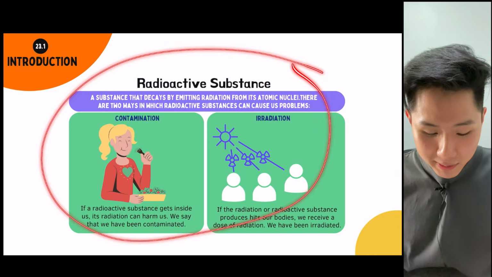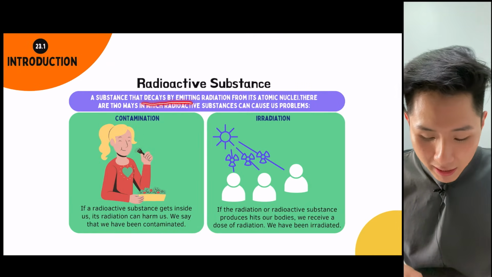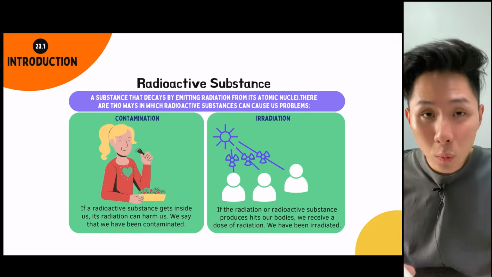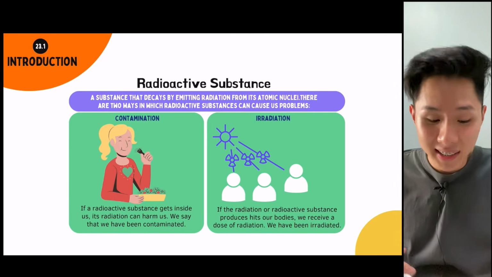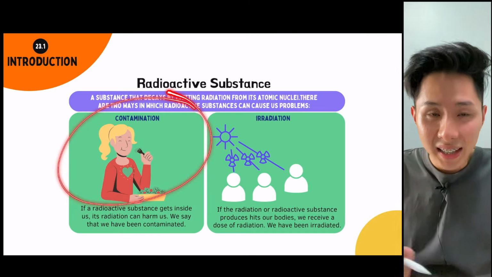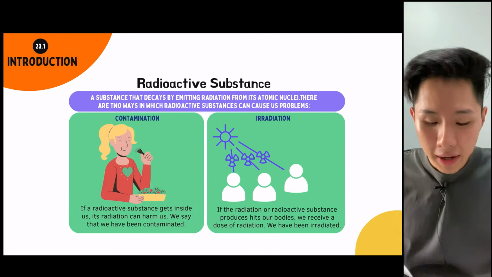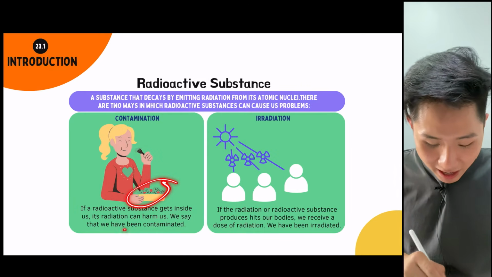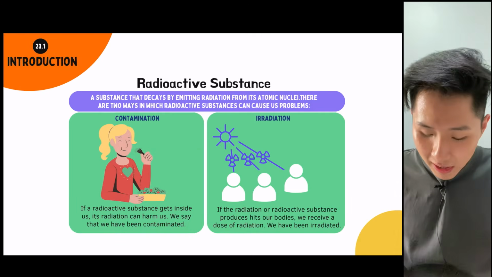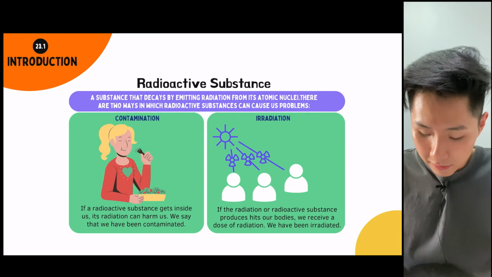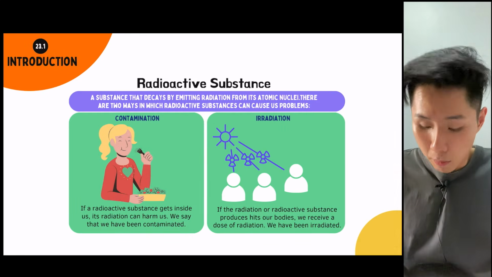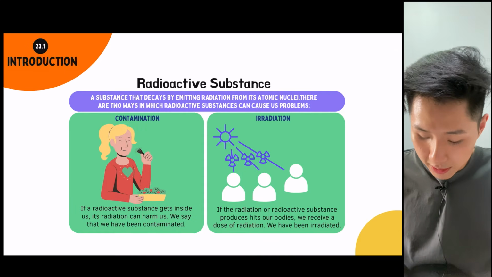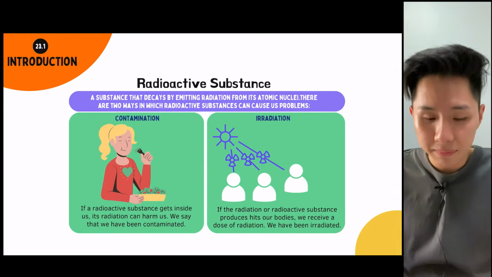A radioactive substance is a substance that decays by emitting radiation from its atomic nuclei. And there are two ways in which a radioactive element can affect us. First is contamination. If you eat something that has a radioactive element on it, we say that we have been contaminated. And the other way is that this radioactive substance can hit our bodies, and that's when we receive a dose of radiation and we have been irradiated.